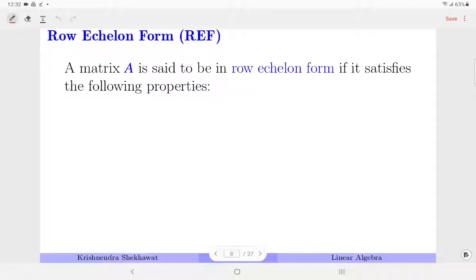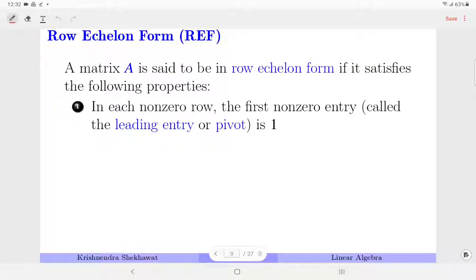So we say that a matrix is in row echelon form. First we talk about the row echelon form and then we are going to talk about reduced row echelon form. If in each non-zero row, the first non-zero entry, we call it leading entry or pivot entry, should be equal to 1. So 0, 0, 1, 2, 3. This is allowed. So in a non-zero row, the first non-zero entry should be equal to 1.